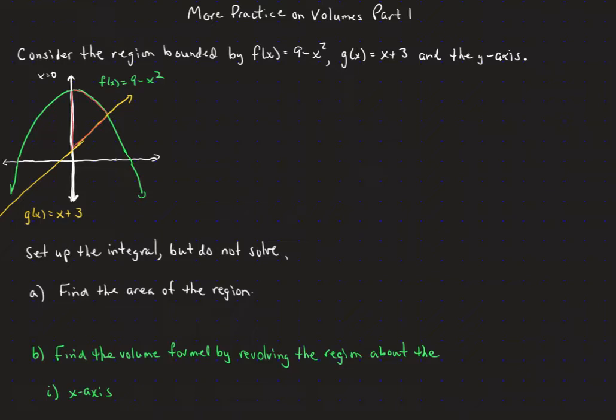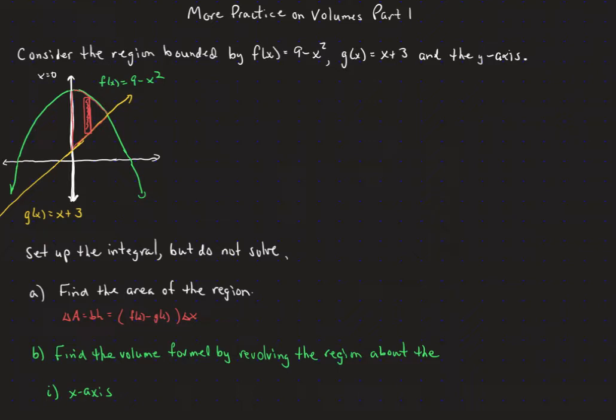First, and we're just going to set up integrals but not actually solve them so we can get more practice, in part A we're going to find the area of the region. So we can imagine drawing our little differential rectangle here. Our delta area is going to be the base times the height. The base is our delta x, and the height is the top curve minus the bottom curve. So I'm just going to write it as f of x minus g of x, that's 9 minus x squared minus the quantity x plus 3, but I'm just going to leave it as that.